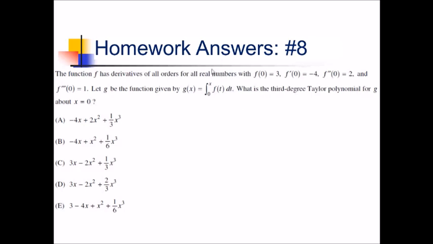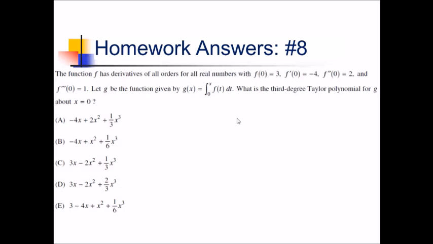Well, g is based off of f. So before we can figure out g, we need to write some kind of polynomial to represent f. And because we want a third degree Taylor polynomial for g, that means we need to go out to at least 2 degrees for f. But they've given us enough information, I'll just go out all the way on it.